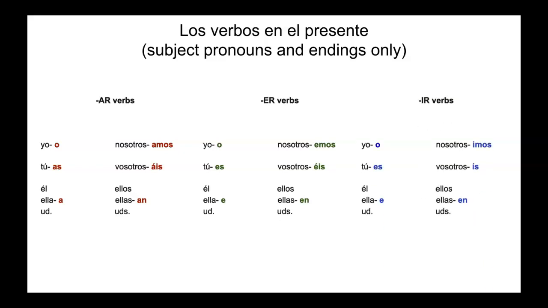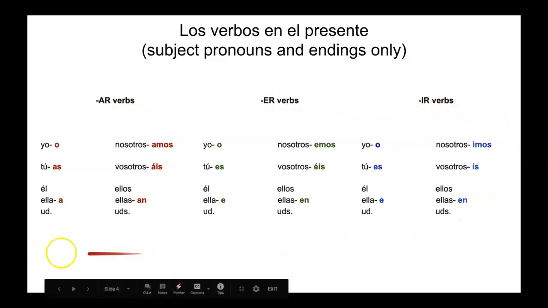Make sure that you have these endings written down for AR verbs, ER verbs, and IR verbs, because they will come in handy today as we chart out some of these new E to IE stem changers that we're looking at. We're going to be seeing AR verbs, ER verbs, and IR verbs. So make sure you have all of these written down for me. Thank you so much.